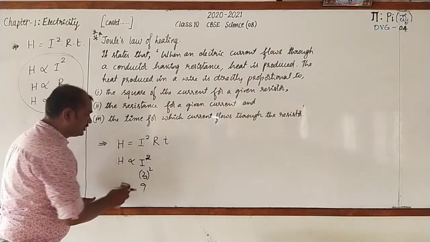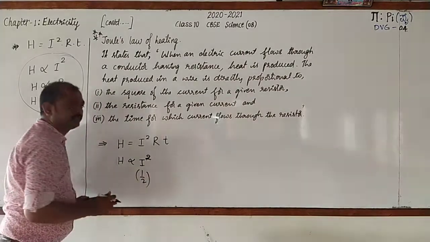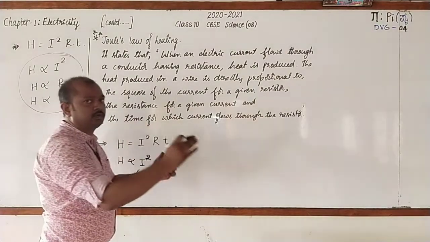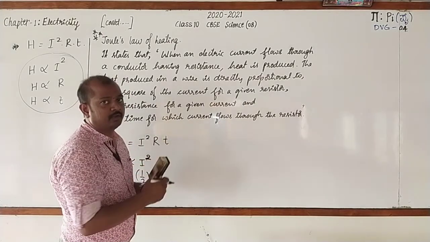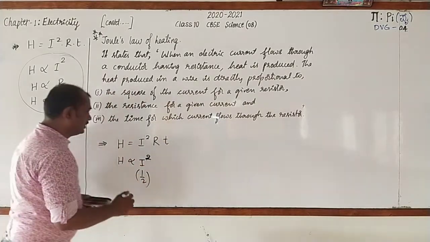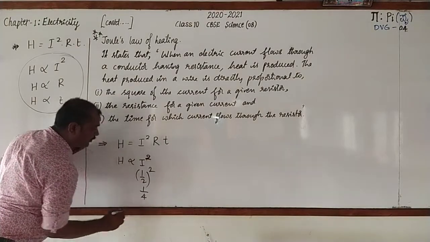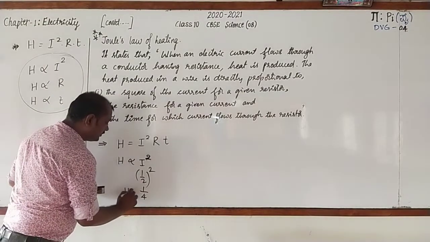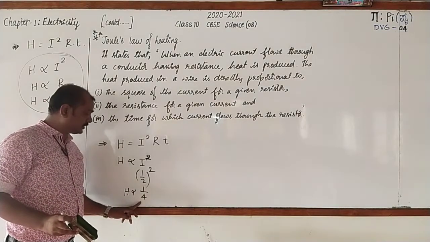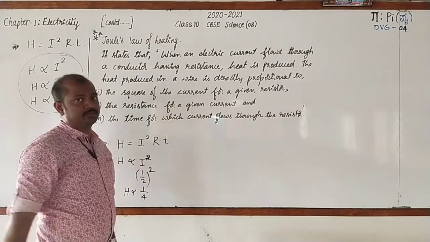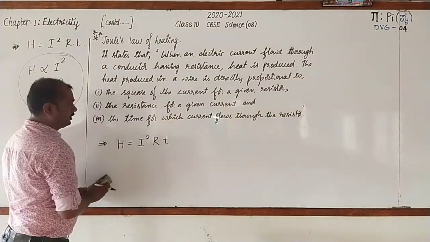Got it? Suppose current is reduced to half. If 10 amps of electric current is flowing, we reduce that to 5 amps. If it is reduced to half, then 1 by 2 whole square is 1 by 4. The amount of heat energy produced decreases by 4 times. Understood? Okay.